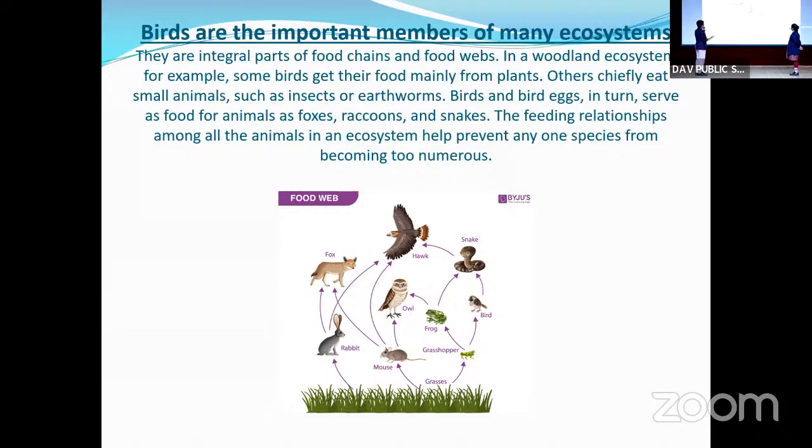The feeding relationships among all the animals in an ecosystem help prevent any one species from becoming too numerous.